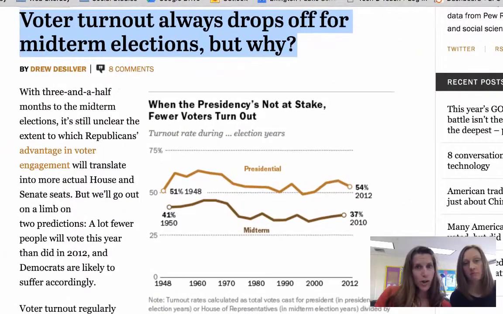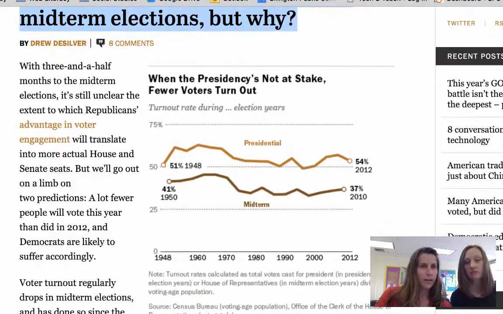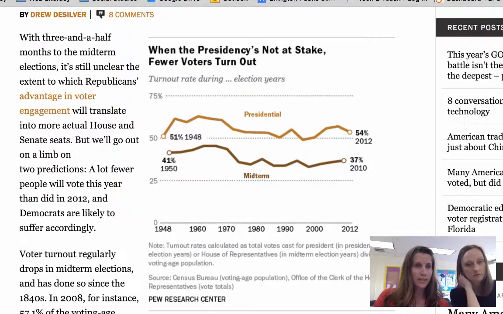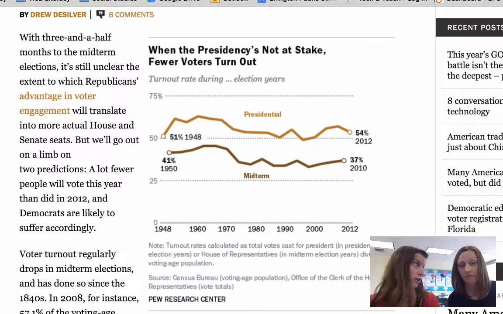Voter turnout always drops off for midterm elections, but why? With 3.5 months to the midterm elections, it's still unclear the extent to which Republicans' advantage in voter engagement will translate into more actual House and Senate seats. But we'll go out on a limb on 2 predictions. A lot fewer people will vote this year than did in 2012, and Democrats are likely to suffer accordingly.